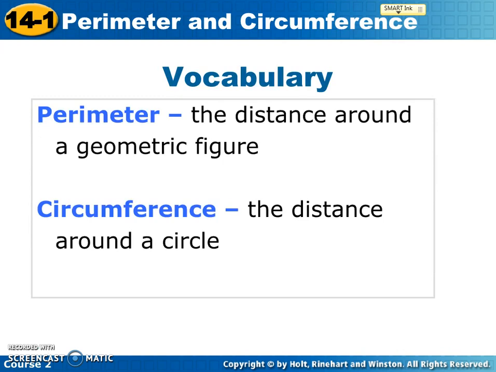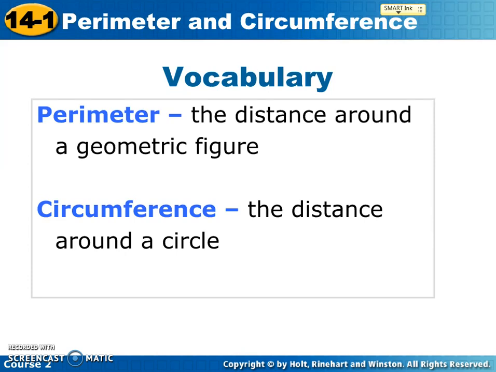When we find the perimeter of a polygon, which is any sided shape figure, right? It could be a triangle, a square, a rectangle, a nonagon, any of those things. It's the distance around the geometric figure. So, for example, around your house, if you have a fence, your fence would be the perimeter. So how much fencing would I need? I would find the perimeter.